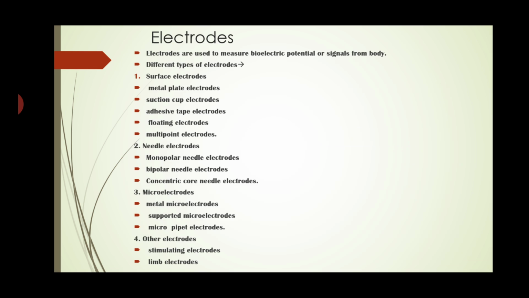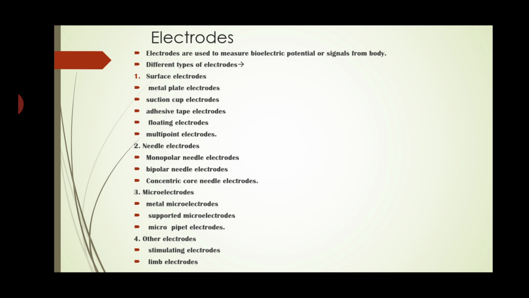Now we will see the list of the electrodes. The electrodes are used to measure bioelectric potential or signals from the body. There are different types of electrodes. The main types are surface electrodes, needle electrodes, microelectrodes and other electrodes.